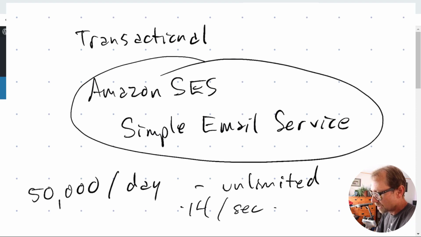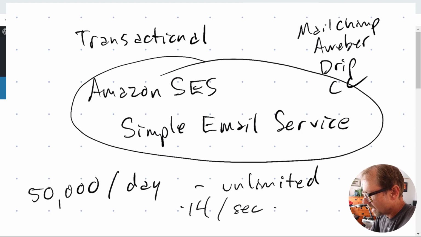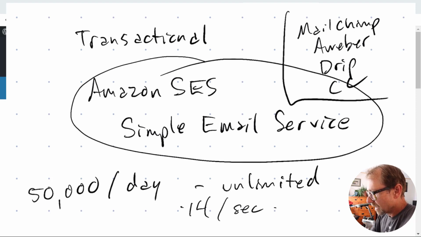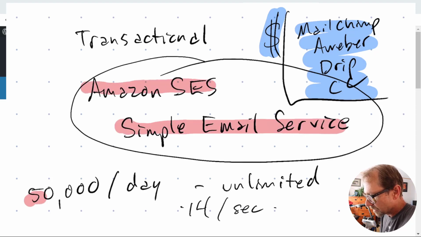And so I can send to a very, very large list, a lot cheaper than some of the other services like Mailchimp. Aweber is another one. You may have heard of Drip. Constant Contact is another one. Now, where you get into a lot of emails, these services are a little bit more expensive. They cost a little bit more money here. But when you use Amazon SES, it ends up being a lot less money because you're paying per email.